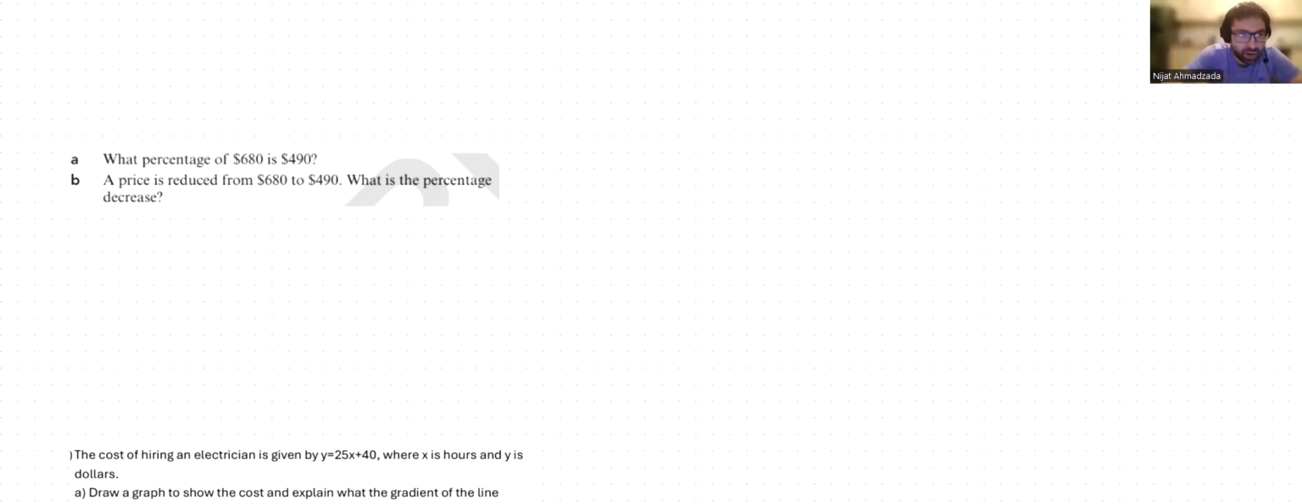Introducing first the question. What is the question? The question says, what percentage of 680 is 490? In order to find a percentage, we have to divide the first number by 100, and then multiply it by something in order to get the second number. That something will be the percentage.